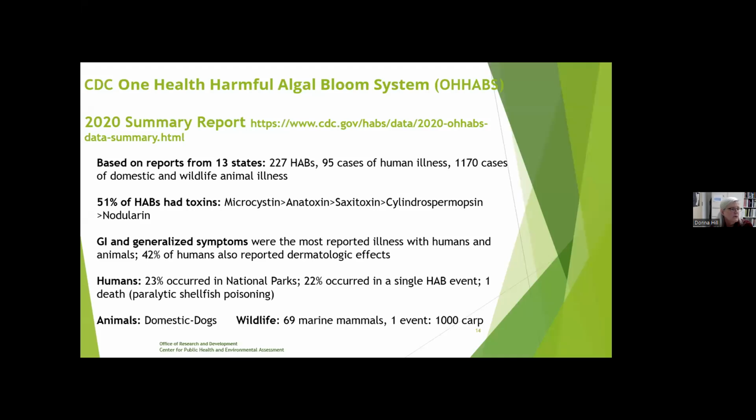For the human reports, 23% occurred in national parks, 22% occurred in one event, and there was one death, but it was with paralytic shellfish poisoning saxitoxin. I believe that was in Alaska. The domestic animals are usually represented by pets and livestock, but in 2020 it was just dogs. And in wildlife, there's always some marine mammal representation. But this year, there was one large event where 1,000 carp were killed in one HAB.